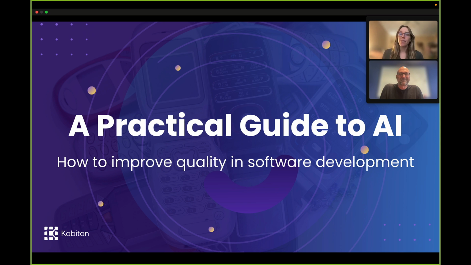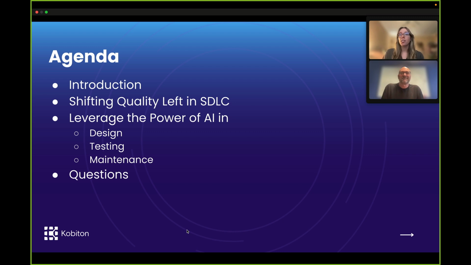Today's webinar will be diving into a practical guide to AI, specifically how to improve quality in the software development lifecycle by pairing with AI. The agenda for today will do some quick introductions, as well as setting some context that is shifting left in the software development lifecycle. And then with that, we can dive into how to leverage the power of AI in each of those phases in the lifecycle, specifically design, testing, and maintenance. And of course, we'll have time at the end for any questions that you all might have.